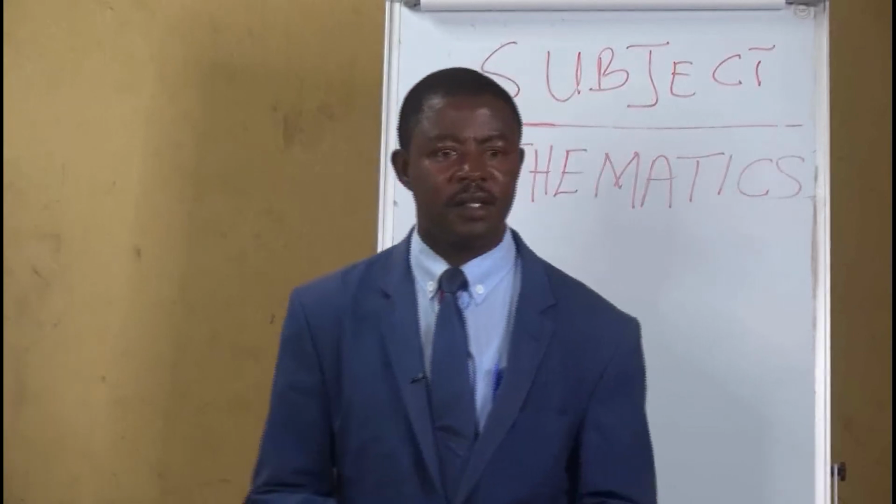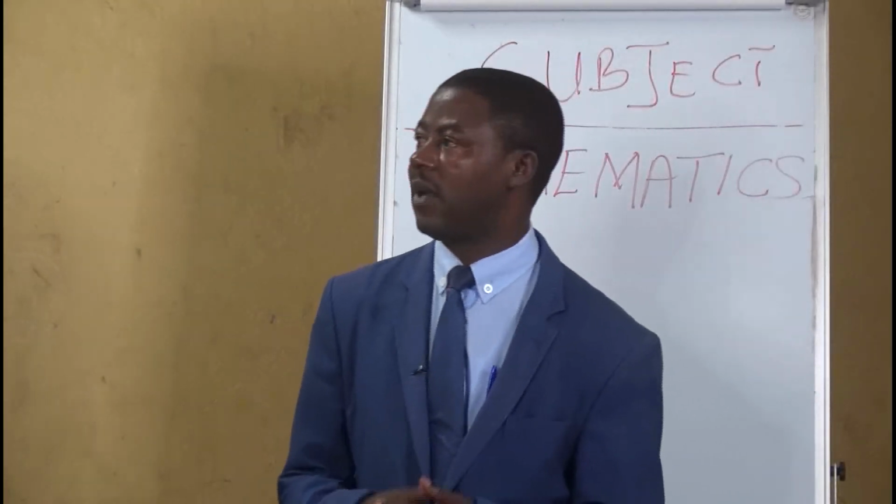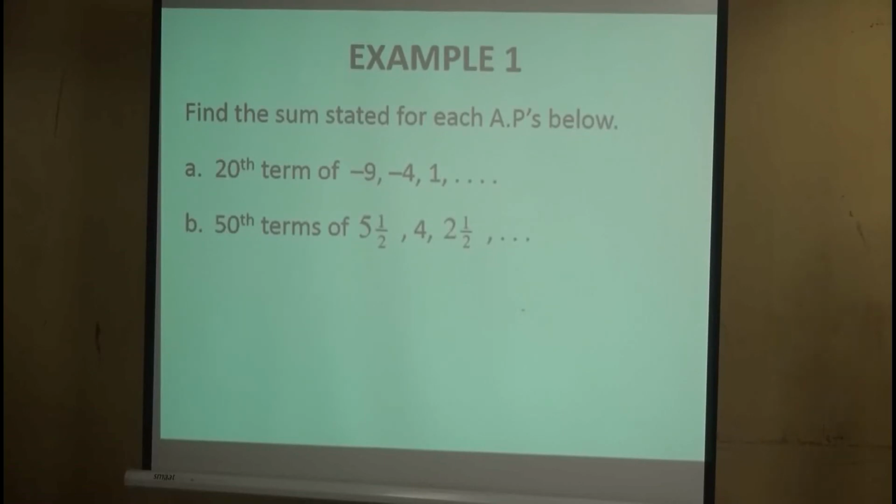Now, in our examples, as we cited, in the first example we are expected to find the sum of the first 20 terms of the AP minus 9, minus 4, 1. And in B, find the sum of the first 20 terms of 5.5, 4, 2.5.